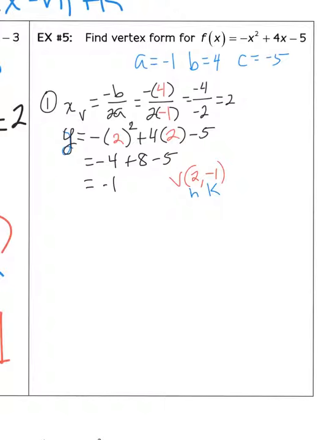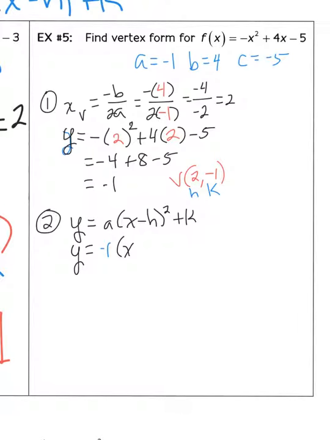And then we already know that a is -1, so then step 2 is to write your equation. So y equals, our a is -1, so you could just put a negative there instead of a -1. The opposite of h is -2, and the exact thing as k is -1. And so there's your answer.